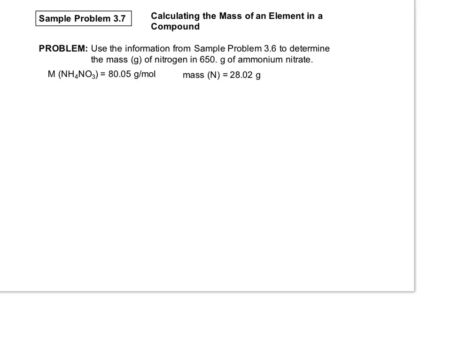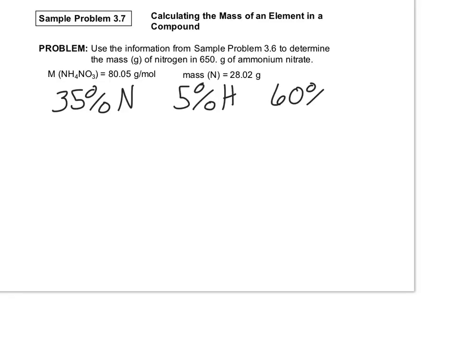Sample problem 3.7 says use the information from sample problem 3.6 to determine the mass of nitrogen in 650 grams of ammonium nitrate. Now I'm going to go ahead and write down what we just calculated from sample problem 3.6. We figured out that we had 35% nitrogen, 5% hydrogen, and 60% oxygen that made up our ammonium nitrate formula there.